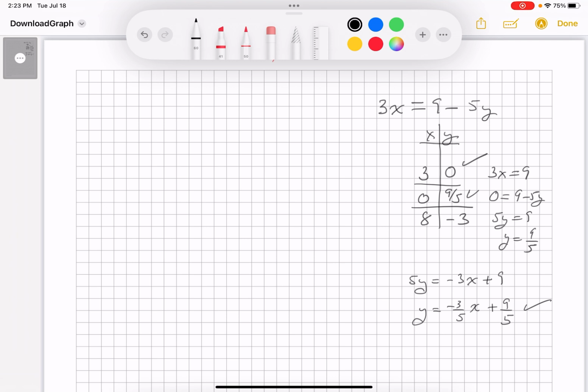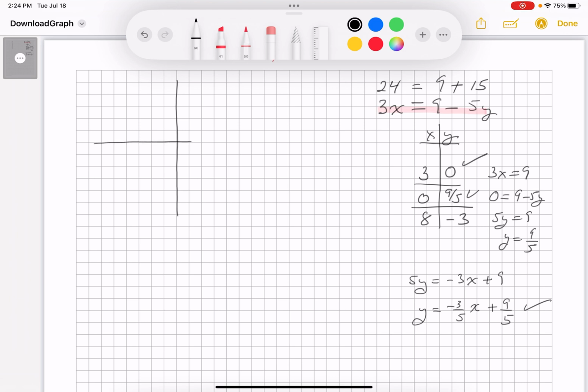I want to check this for you, though. And someone says, where are you going to check it? I'm actually going to check it right here. And what do I get? What's 3 times 8? It's 24. 9 minus, what do you get there? I mean, if it's minus 3, you get plus 15. Wow, that worked beautifully. So what I want to do is graph it out.